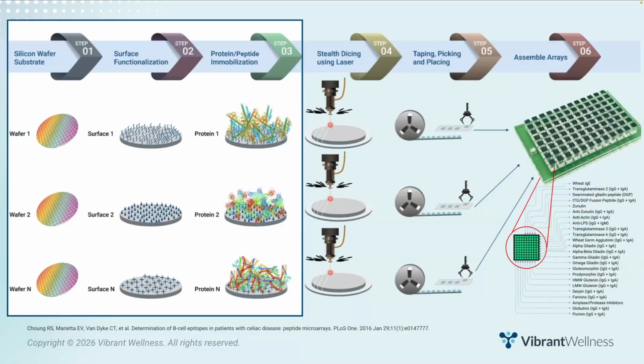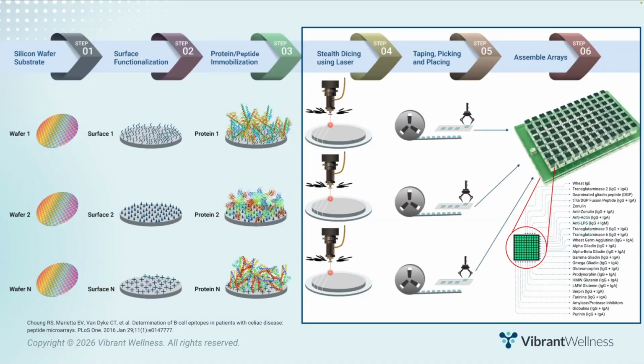Looking at steps 1 through 3, this is possible because Vibrant attaches antigens to silicone semiconductor wafers. This allows for the bulk manufacture of thousands of identical chips per wafer, creating the ability to scale to volume. Looking at step 4, Vibrant then dices the wafers into tiny microchips.